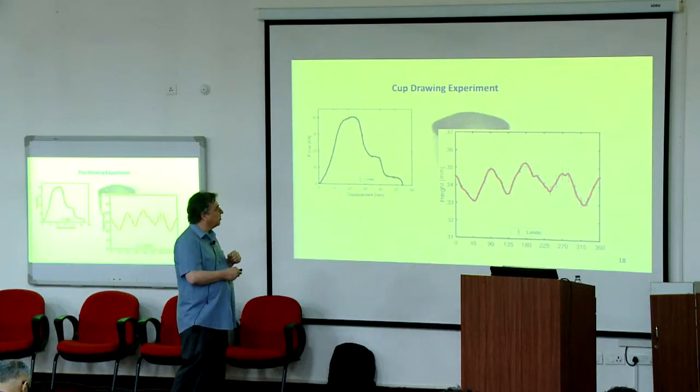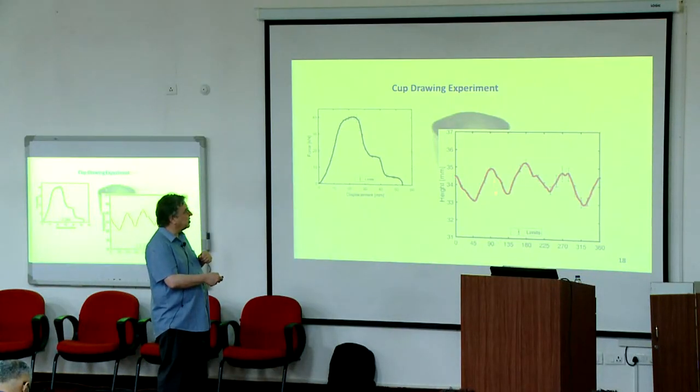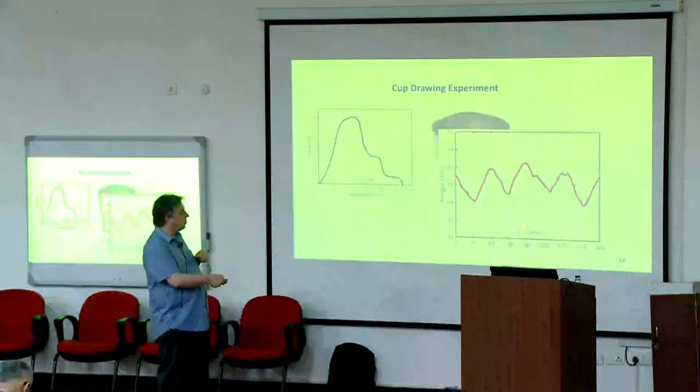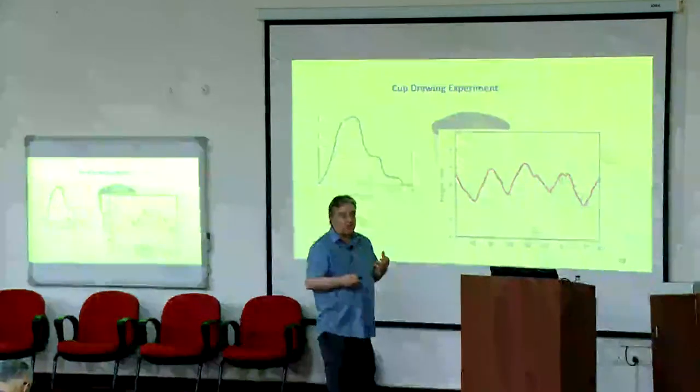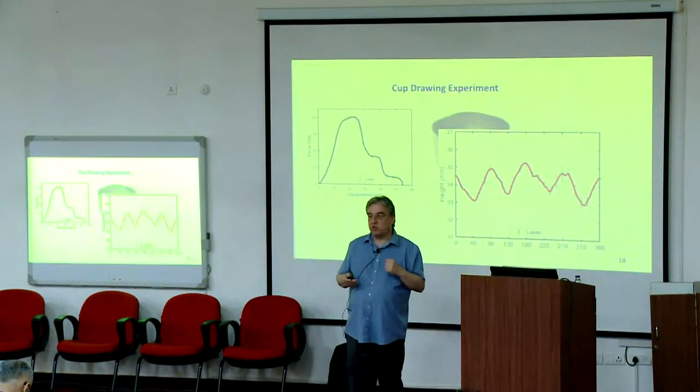So I've already shown this. You see, this is the measured value of the cup between 0 and 360. You can see that it's symmetric with respect to this 180 degrees because of the symmetry of the metal sheet by which you started.